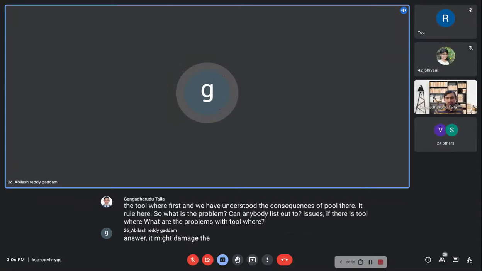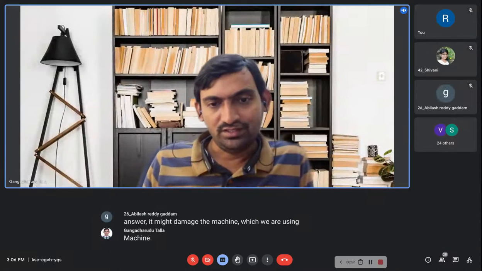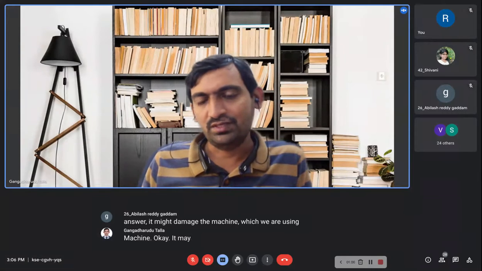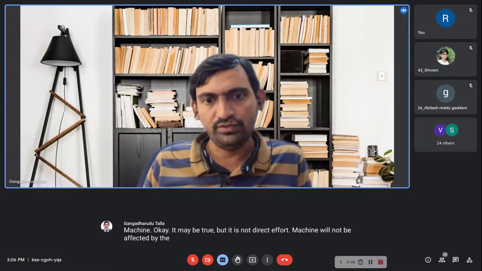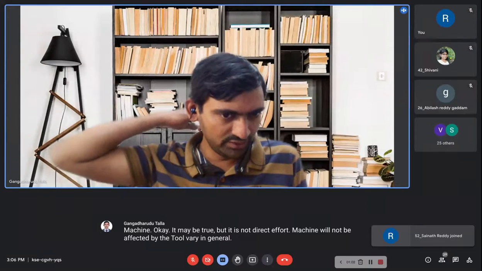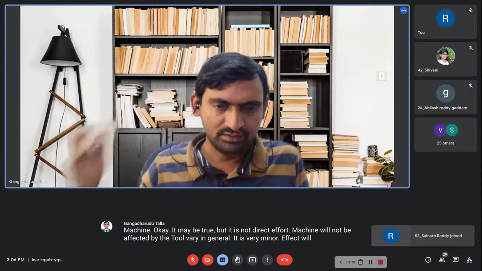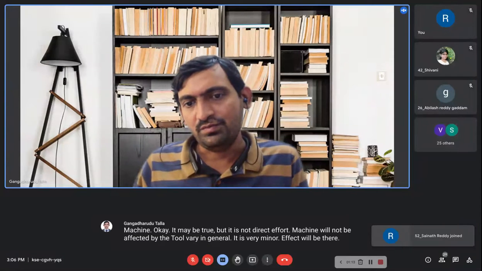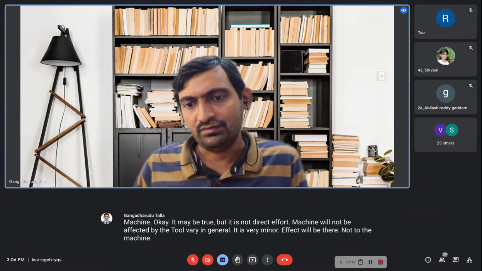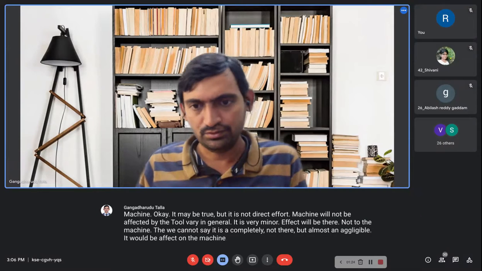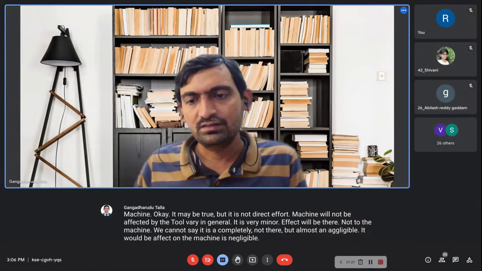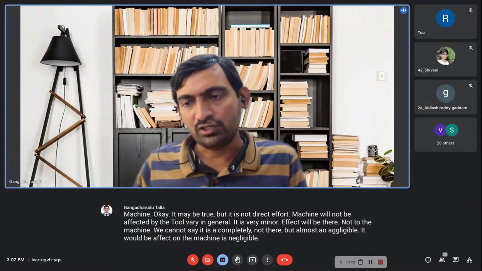Sir, it might damage the machine which we are using. Machine. Okay, it may be true, but it is not a direct effect. Machine will not be affected by the tool wear. In general, it is a very minute effect. We cannot say it is completely not there, but almost negligible. Tool wear effect on the machine is negligible. It is mainly on the workpiece.